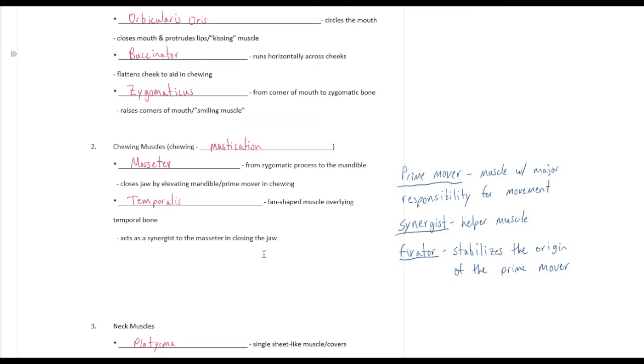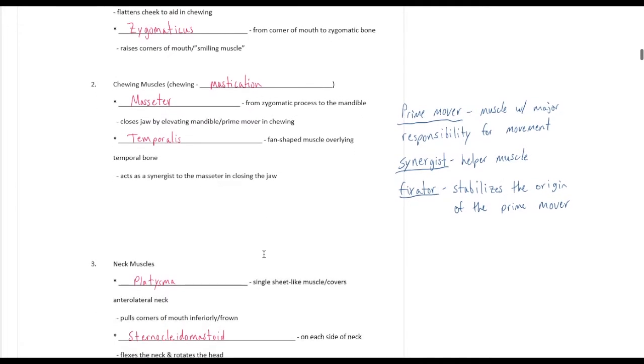Okay, temporalis is a fan-shaped muscle overlying the temporal bone, and is going to act as a synergist muscle to the masseter. And a synergist is a helper muscle, or in other words, in other anatomy classes, you would hear it as an assistant mover. So we have a prime mover, a muscle with a major responsibility, and an assistant would help that muscle. And then we also have a fixator, and it's going to stabilize the origin of the prime mover.